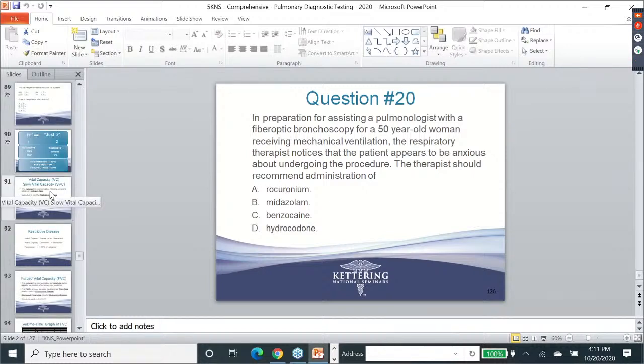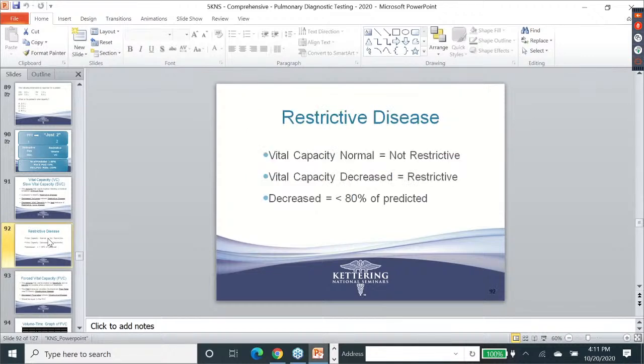So is it this one for the slow vital capacity summary? I believe it's the restrictive one. Is it the restrictive disease summary? Yes. Yeah, that one, I can't see it, but hang on a second. Yes, I believe it's that one. 92. Okay, yep, 92, yes. All right. And then you said somebody wanted to go back over the example on page 34. 34 at the bottom of the page, it's the only example on that page.